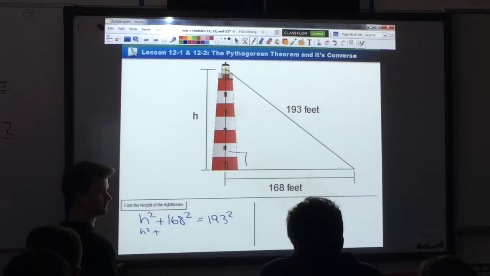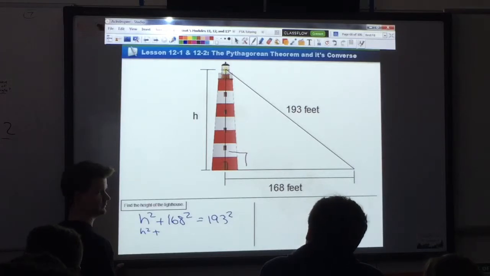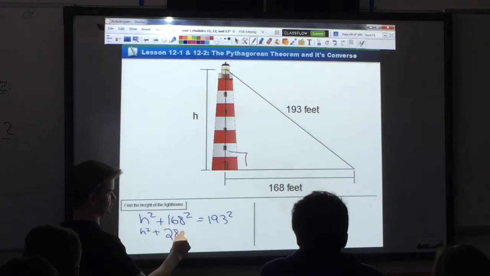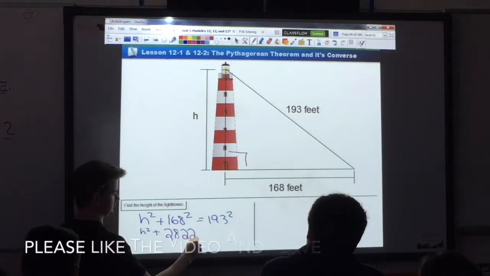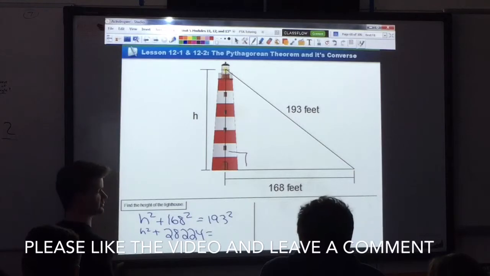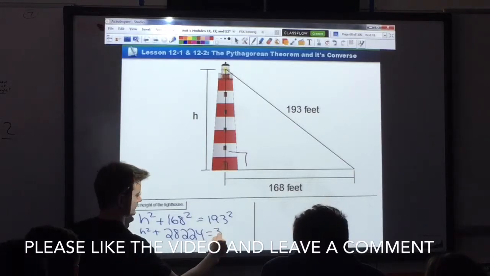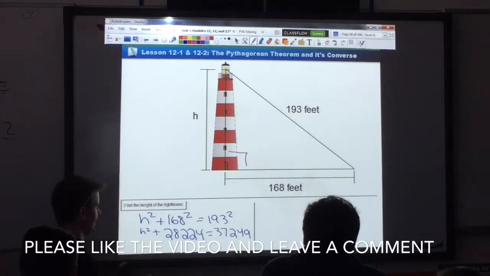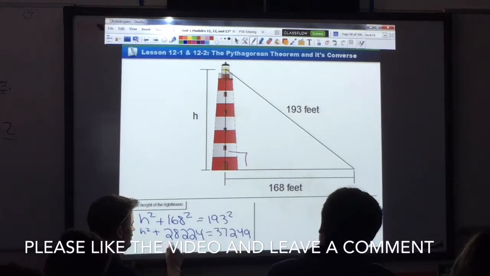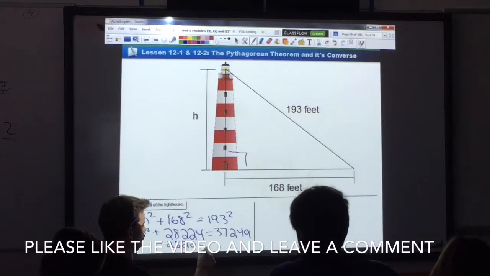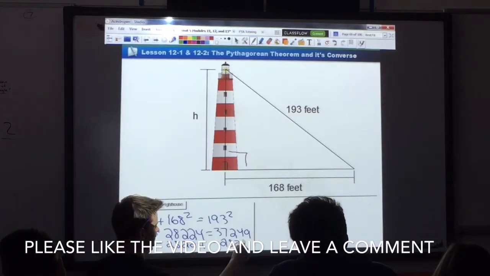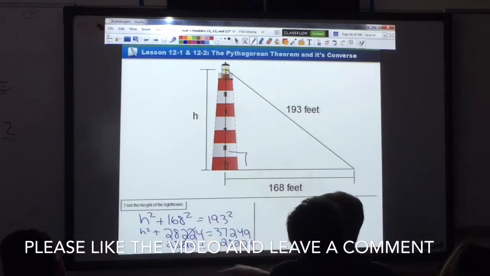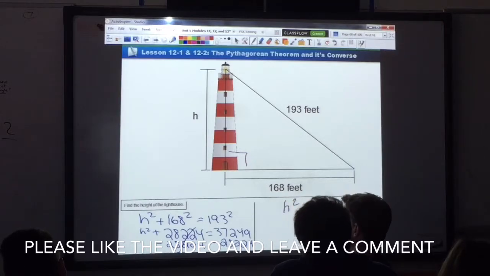What do you got? 28,224? Yeah. Is that what everybody got? Okay, equals, what is 193 squared? 37,249. To get H squared alone, we subtract 28,224 from both sides, and we will end up over here. This will cancel, and I'll have H squared is equal to what?